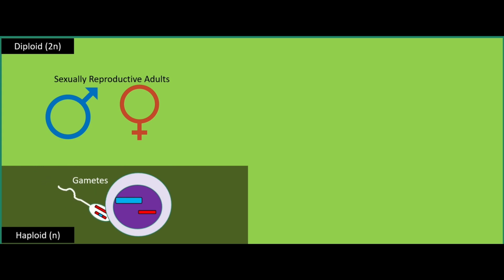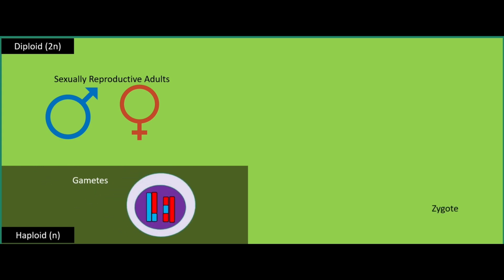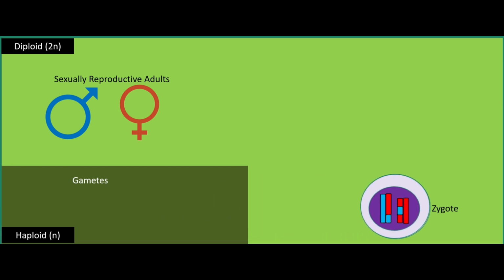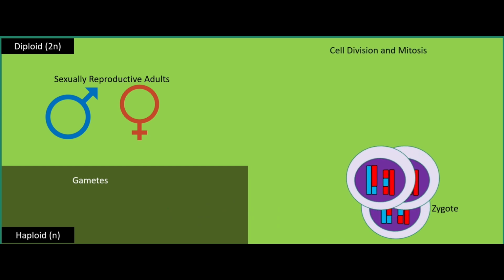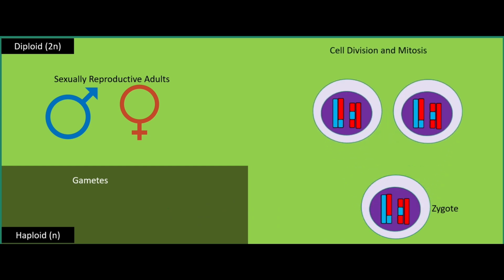And once fertilization is complete, a zygote forms, and this starts the diploid life cycle of animals and remains so throughout life. Immediately, the cell divides and undergoes mitosis, and eventually a sexually mature adult is formed and the cycle starts over again.